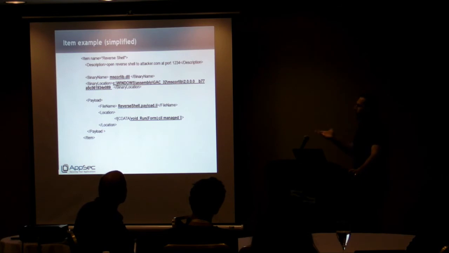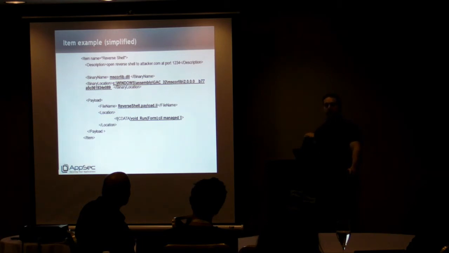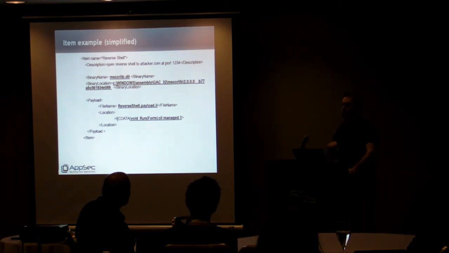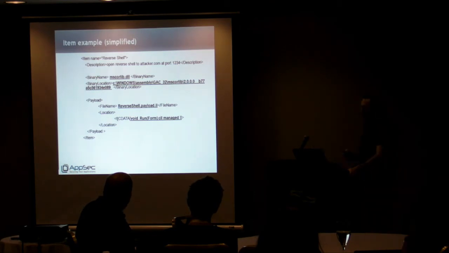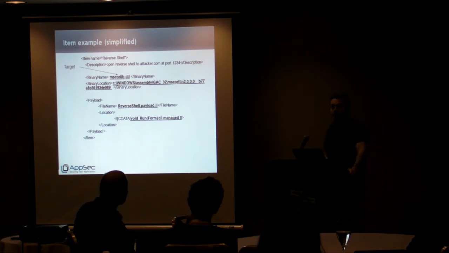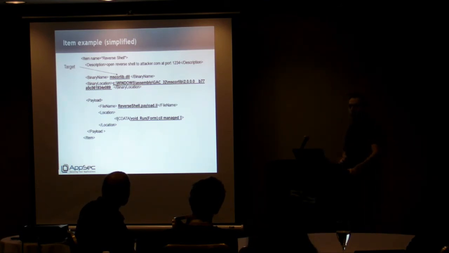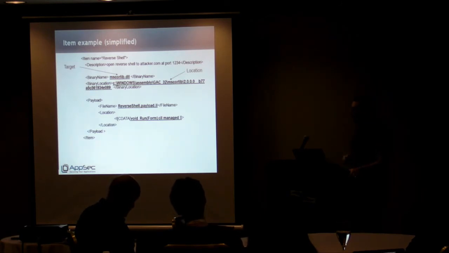And this is, although a simplified item, an item that says, I want to inject a reverse shell into a method called run. And it actually contains all of the information needed. So we have here the name of the target binary, for example, mscorlib. We have here the location of the binary. This is where it is located in the GAC.